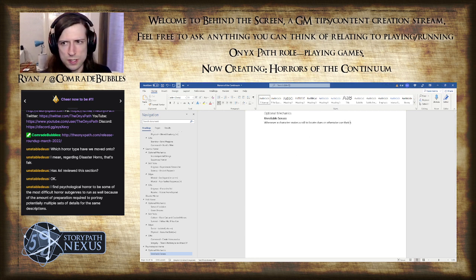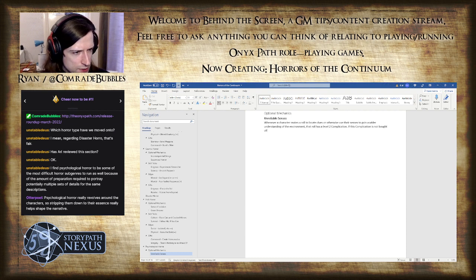Or otherwise use the senses to gain a wider understanding of the environment. There we go. I'll go with that wording. Why not? Hopefully the microphone isn't picking up too much keystroke noise. Whenever a character makes a roll to locate clues, or otherwise use their senses to gain a wider understanding of the environment, that roll has a level 2 complication if this complication is not bought off.